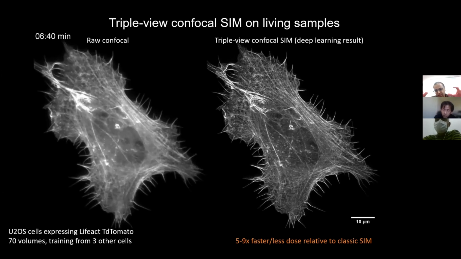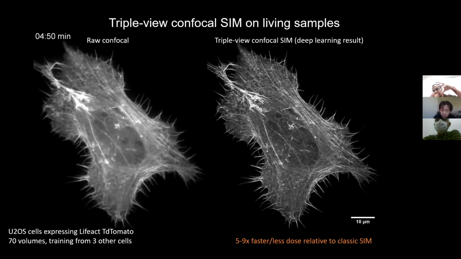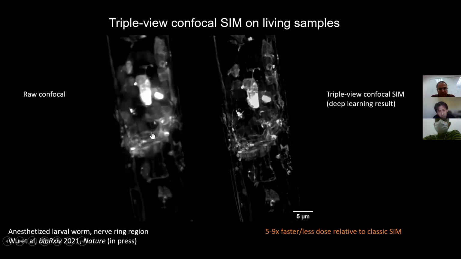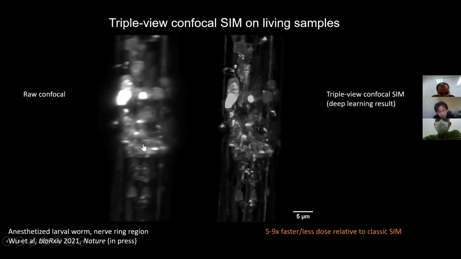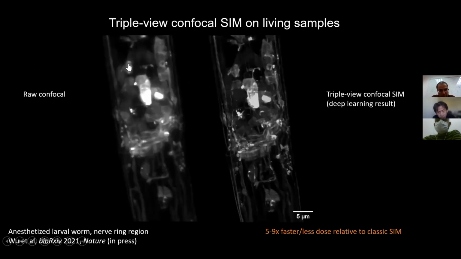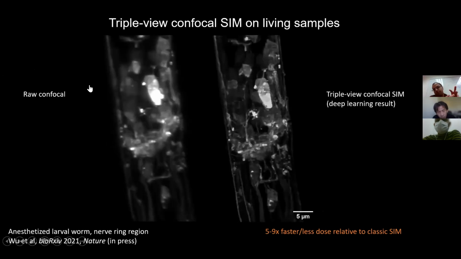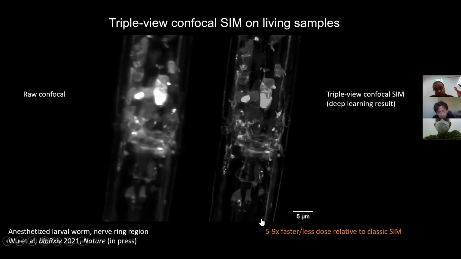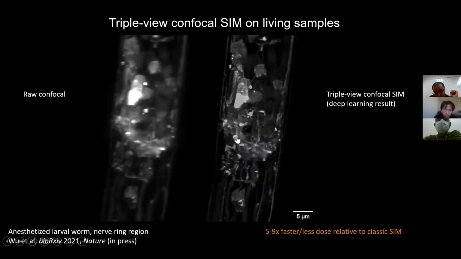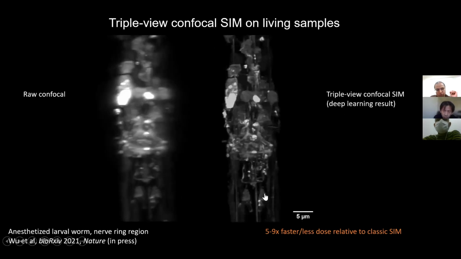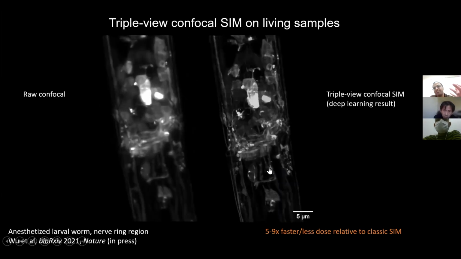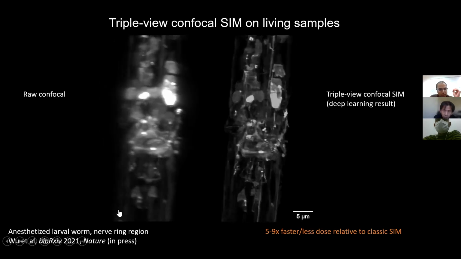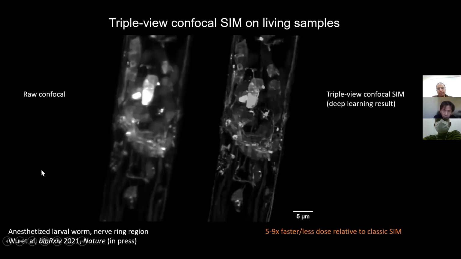And because we built this on a confocal platform, this scales to thicker specimens as well. So we can look, for example, at the nerve ring in a live worm where we've targeted GFP to the nerve ring and some neurons. You can see the raw confocal input gives you some optical sectioning, but it's diffraction limited. The triple view confocal SIM result is much better, right? There's just a lot more detail you can see in this nerve ring region, in the dorsal and ventral nerve cords and so on. This is again faster and clearer, I would argue, than a classic structured illumination microscope. And you can read about this on bioRxiv and hopefully before too long in press.